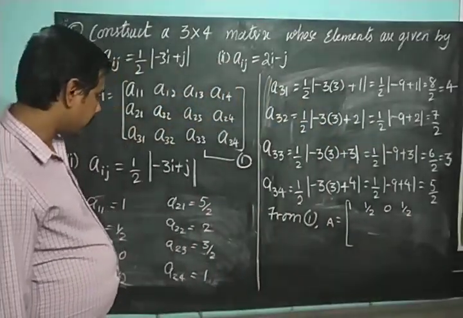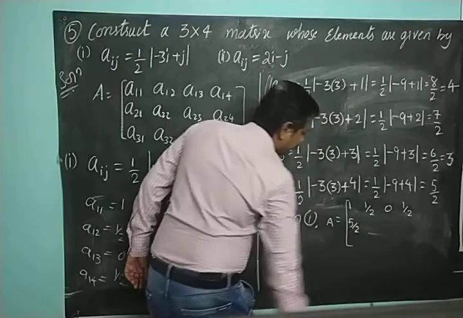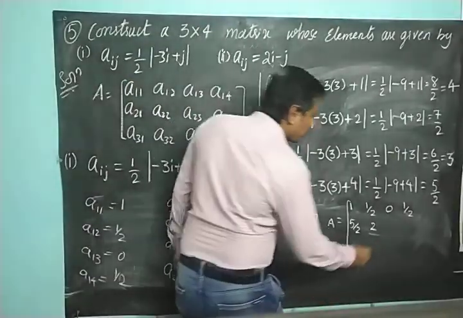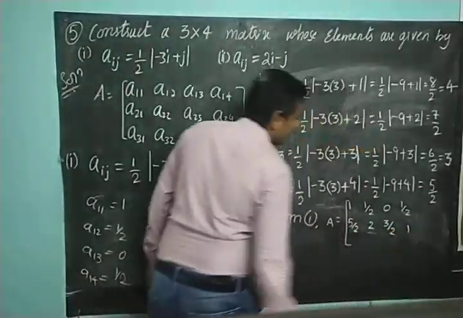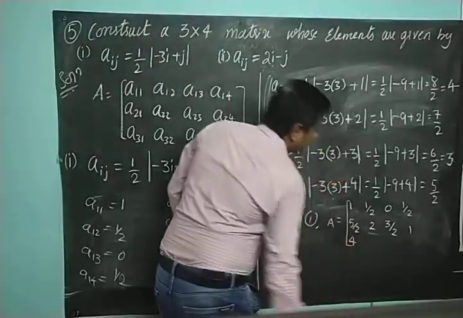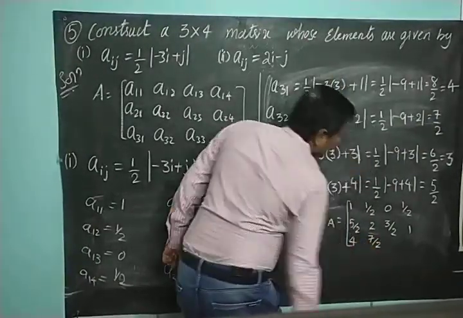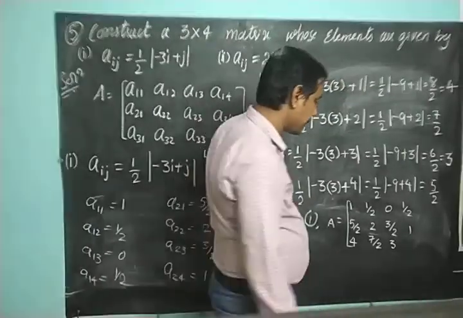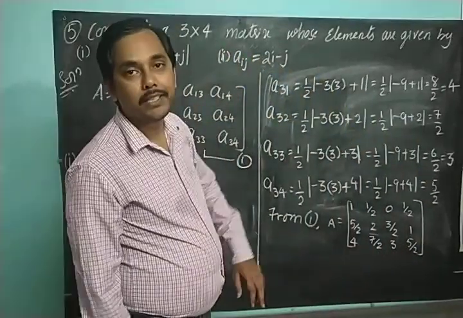Okay. Then A21 is 5 by 2. A22 is 2. A23 is 3 by 2. A24 is 1. And what is A31? We have calculated and got the value as 4. A32 is 7 by 2. A33, that is 3, and A34, it is 5 by 2. So this forms the given matrix.